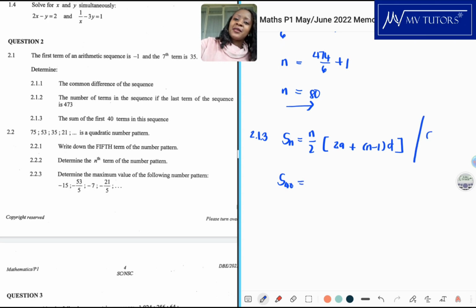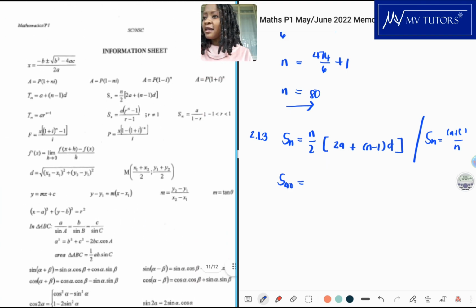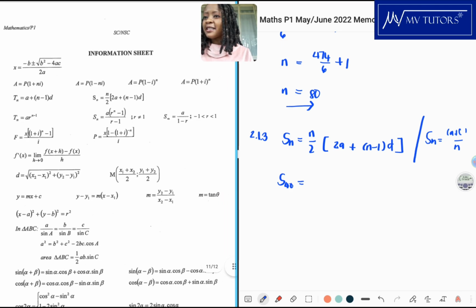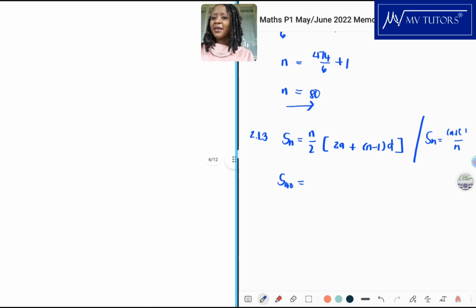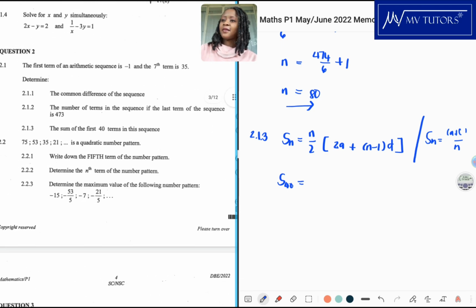But we could also use that, right? Sn is equal to a plus l over n. Is that what it is? Let me just check in the formula sheet so that I don't lie to you guys. If it is given, no, they don't give it to us. Okay, I don't have my textbook with me, so I'll just let it go. This is 2.1.3. Okay, but I think it was a plus l over n. I don't know. Anyway, we have 40 over 2.